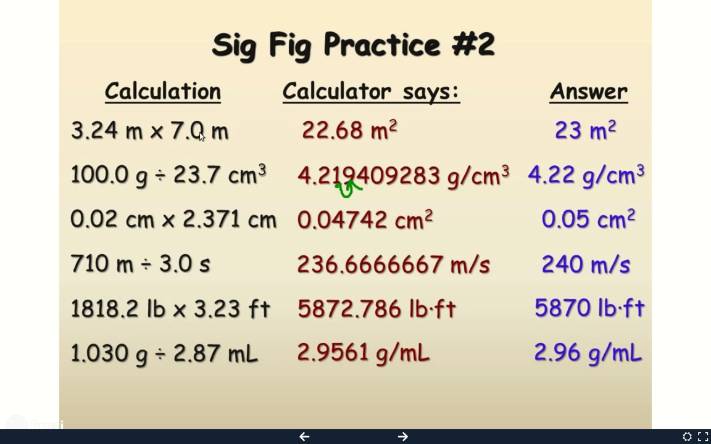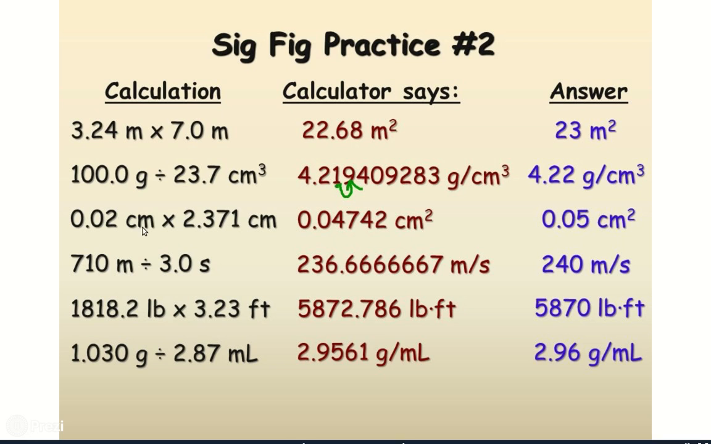But 2 significant figures in this number, 3 in this number, our answer can only have 2. That means we have to round 1, 2. We round right there to get 23. Here we're dividing, and notice that grams divided by centimeters cubed, that's my unit. That's fine. I can't cancel out those units. That's a density unit.